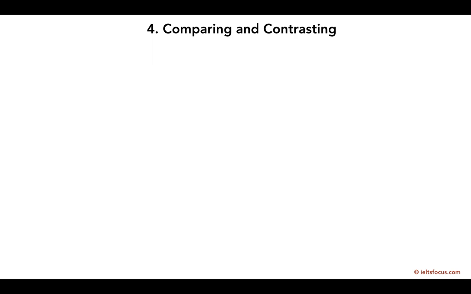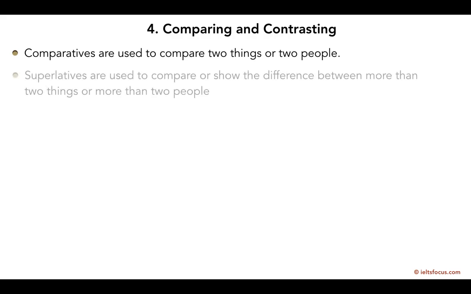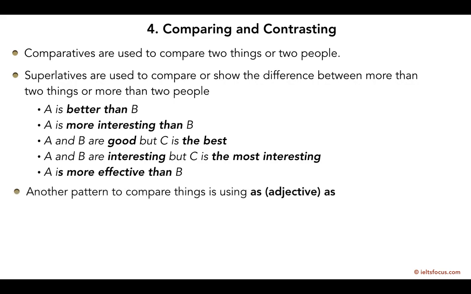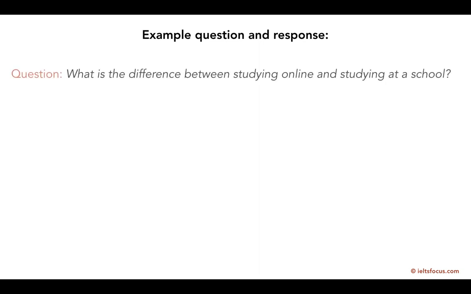So the 4th type of question is comparing and contrasting. So in this case, we'd use the grammar of comparatives and superlatives. So comparing 2 things or 2 people, or more than 2 things and 2 people. And these are the kind of grammar structures that you would use. It's pretty straightforward. You could probably look up the grammar rules for this online if you wanted a grammar lesson on that. Another pattern is using as, adjective, as. Like A is not as cheap as B, not as interesting as B, etc. So that's the kind of grammar you would need for this kind of question.